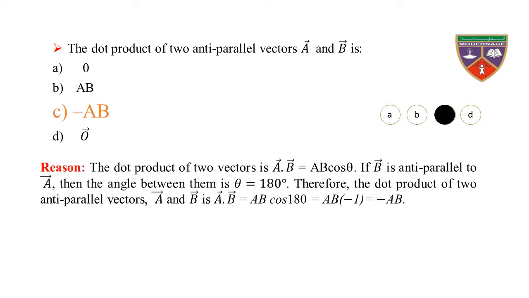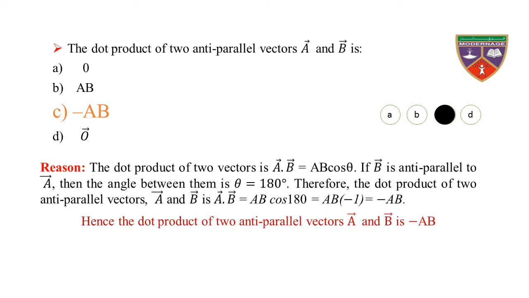Reason. The dot product of two vectors is A dot B is equal to AB cos theta. If B vector is anti-parallel to A, then the angle between them is theta is equal to 180 degree. Therefore, the dot product of two anti-parallel vectors A and B is A dot B is equal to AB cos 180, which is equal to AB into minus 1, because cos 180 is equal to minus 1. Therefore, A dot B is equal to minus AB. Hence, the dot product of two anti-parallel vectors A and B is minus AB.